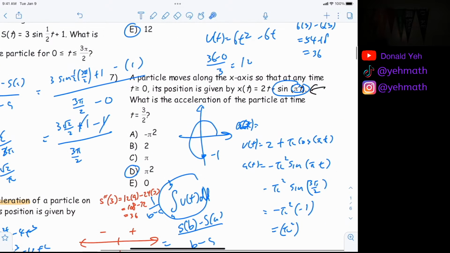Number 7. Ooh. If you screw up, it's probably the chain rule. How many of you screw up on the chain rule? Raise your hand. Did you mess up the chain rule? Well, I did the chain rule, but I got the wrong answer. Did you get V of t equal to 2 plus pi cosine of pi t? Yes. Okay. Did you get A of t equal to negative pi squared sine of pi t?